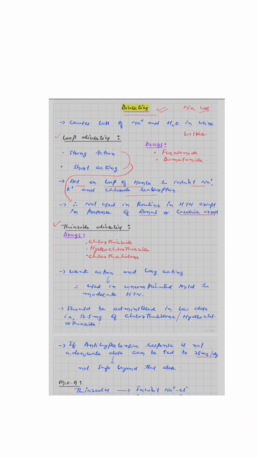These are short-acting and of short duration. Therefore they are not used routinely in hypertension except in the presence of renal or cardiac arrest. They include drugs like furosemide and bumetanide.